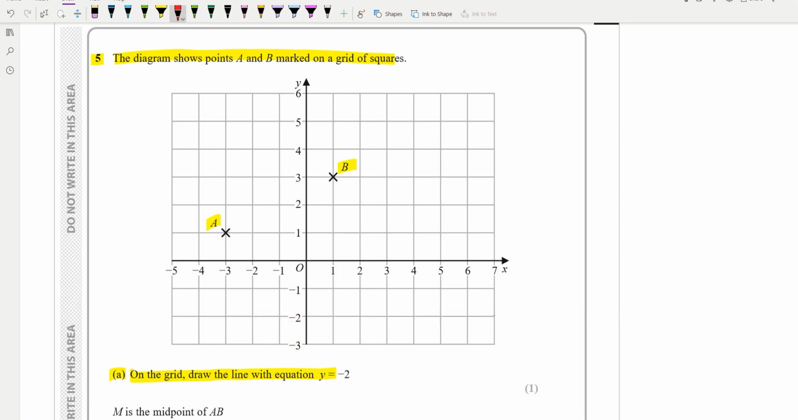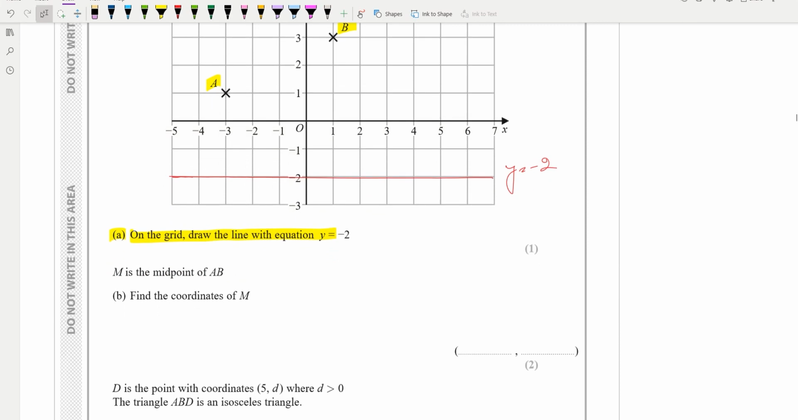If I redraw accurately, this will be y is... okay, so I just want to write better. Now this is better. Y is equal to minus 2. Now I don't know why it is not accurately drawn. So this one. Now next is midpoint M.